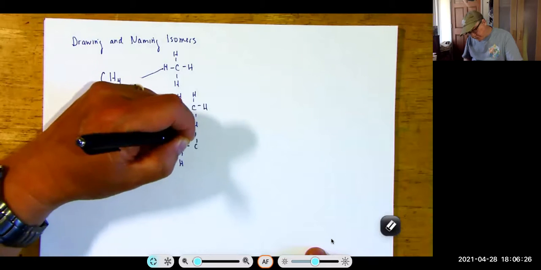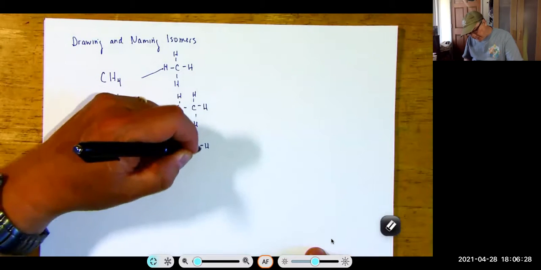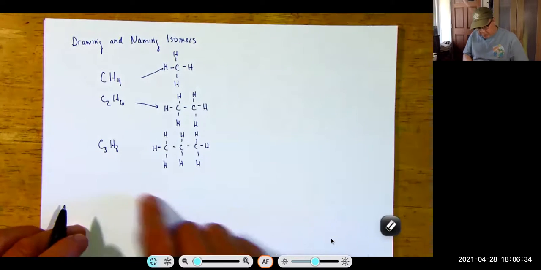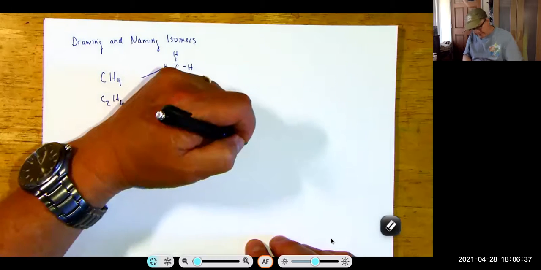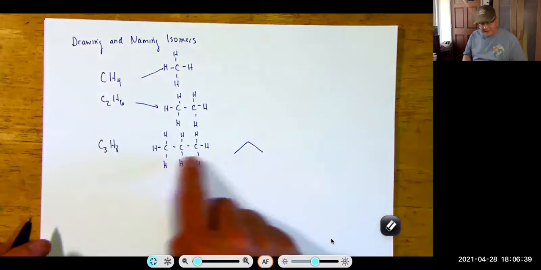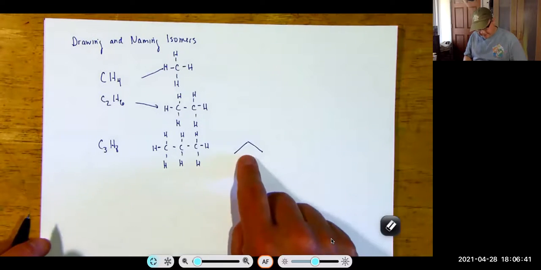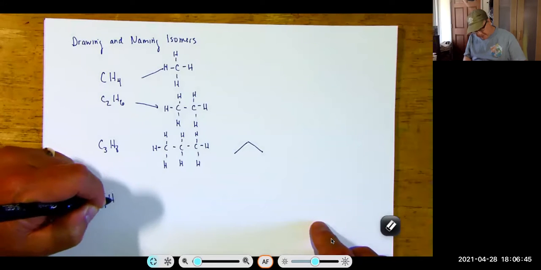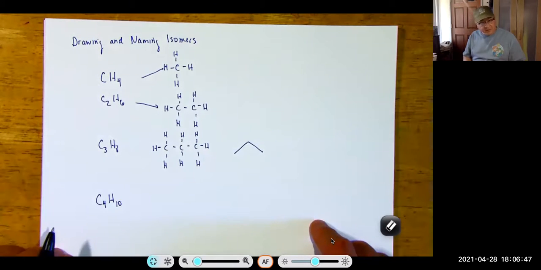So you can see that when you're drawing these isomers, it takes a lot of time if you're drawing out all of the atoms and all of the bonds. Now this one we can actually draw this way, and these represent the same thing, and you can see how much quicker that is. When we get to C4H10, there's actually a couple of isomers.